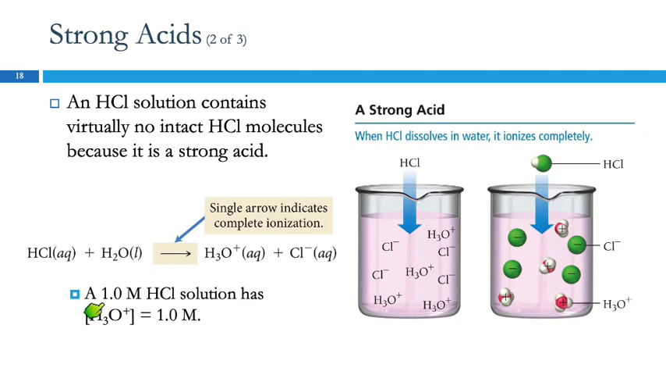So if we have a 1.0 molar HCl solution, then we know that the concentration of H3O+ ions, hydronium ions, would also be 1.0 molar. And what would the concentration of chloride ions be? Also 1 molar. Because 1 mole of HCl makes 1 mole of hydrogen ions and 1 mole of chloride ions.